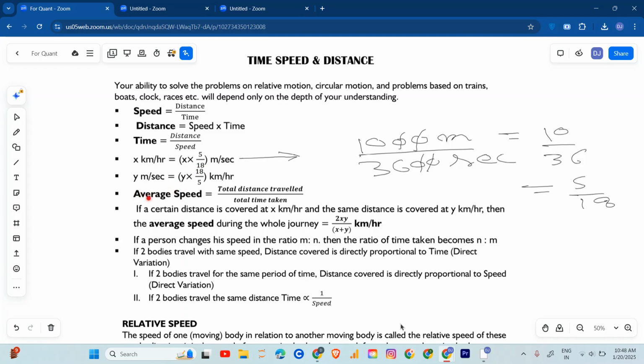Now let us understand one more important concept, which will be very useful for the problem, that is the average speed. So how is the average speed defined? Average speed is defined as total distance travelled divided by total time taken. Before going into the depth, first we have to clarify what is the difference between average speed and the speed. Average speed is the speed which we talk about for the whole journey. Let me clarify you.